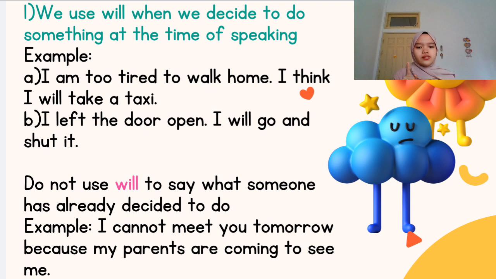But don't use will to say what someone has already decided to do. For example, I can't meet you tomorrow because my parents are coming to see me. If we say, my parents will come, this is wrong.